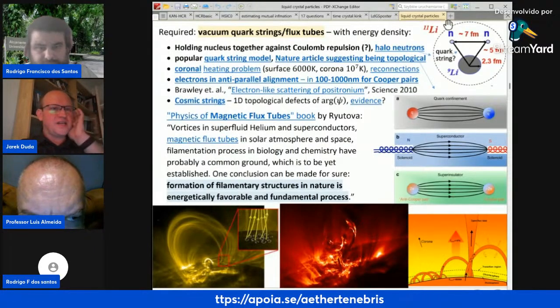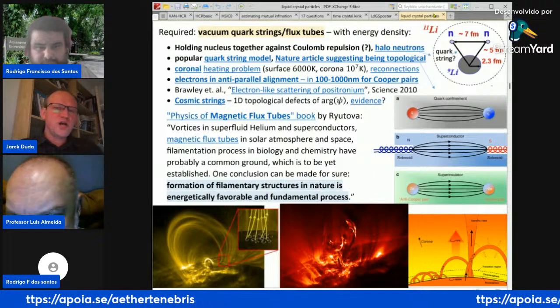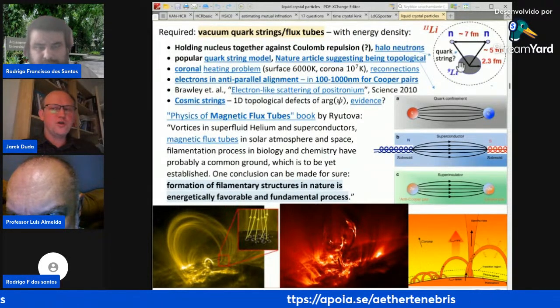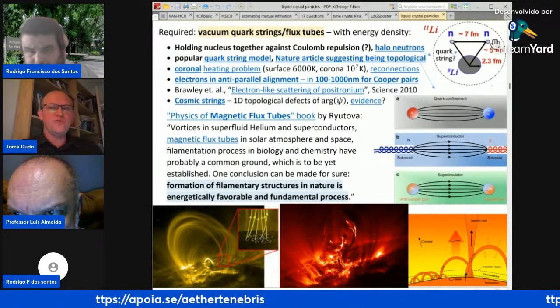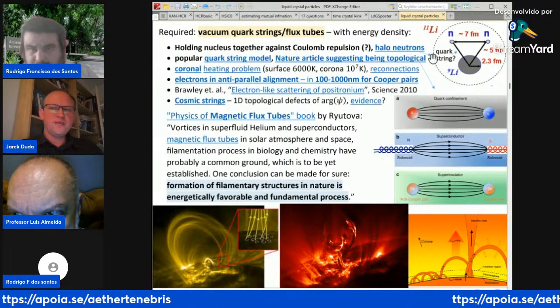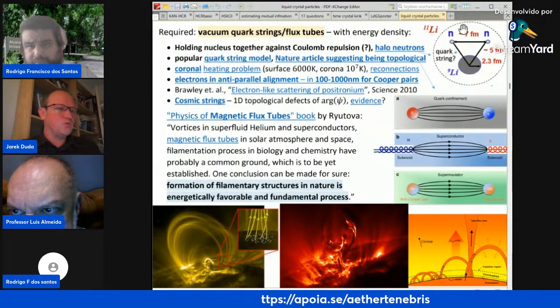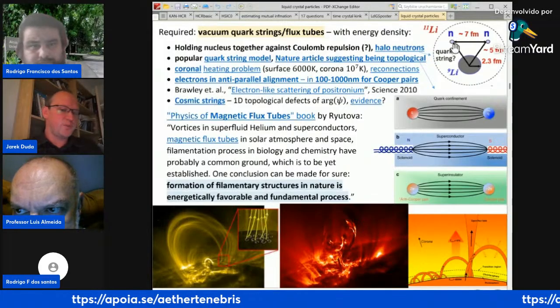And from another direction, we need these quark strings, but there are also these so-called halo nuclei. There are nuclei like lithium-11 where you have the core, and two neutrons at a very large distance. And it is bound for milliseconds, so it is a very stable structure. They call it a Borromean structure. So the question is, what binds them? So maybe this quark string, being some topological vortex.